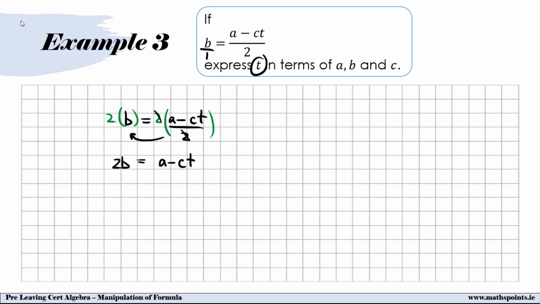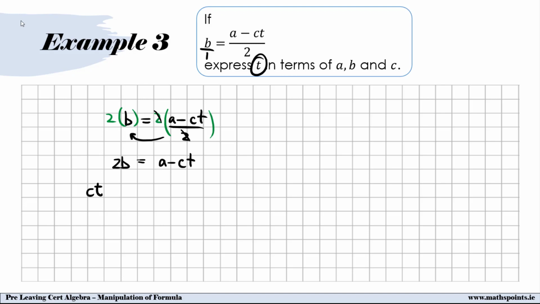We're trying to make t the subject of the formula, so to get t by itself, and because it's a minus ct, I think I'd like to collect the t terms on the left hand side of the equation, and what that's going to mean is adding a ct to the right hand side to get rid of it from there, and if I add a ct to the right hand side, I'm going to add a ct to the left hand side, so I'm going to have ct on the left hand side.